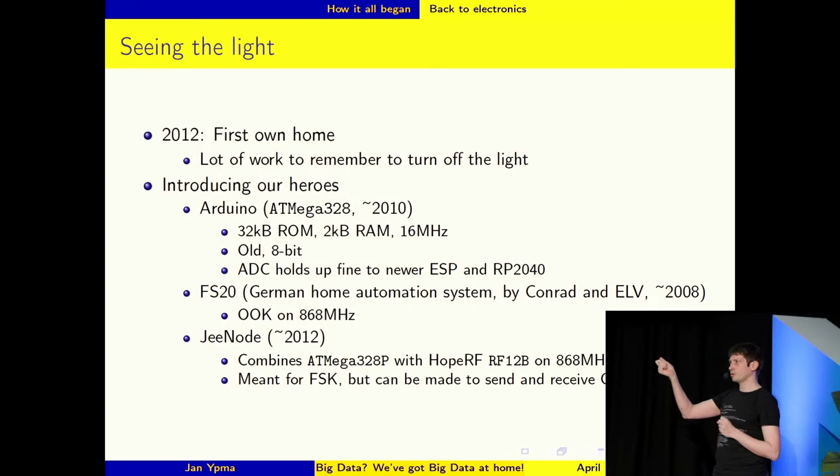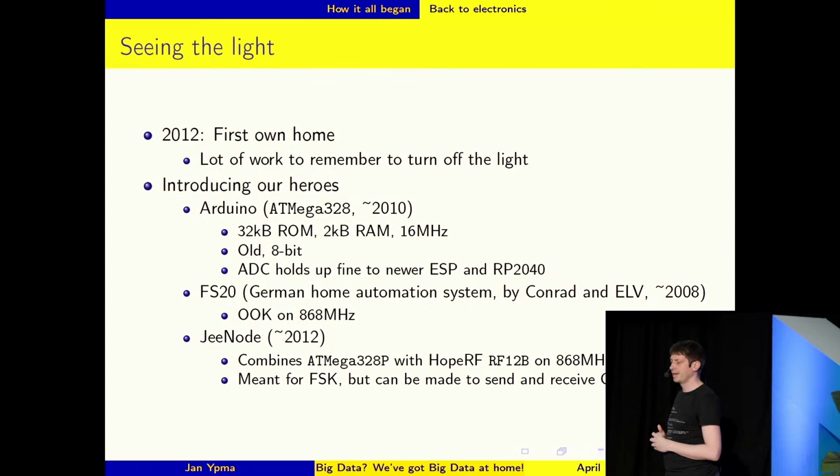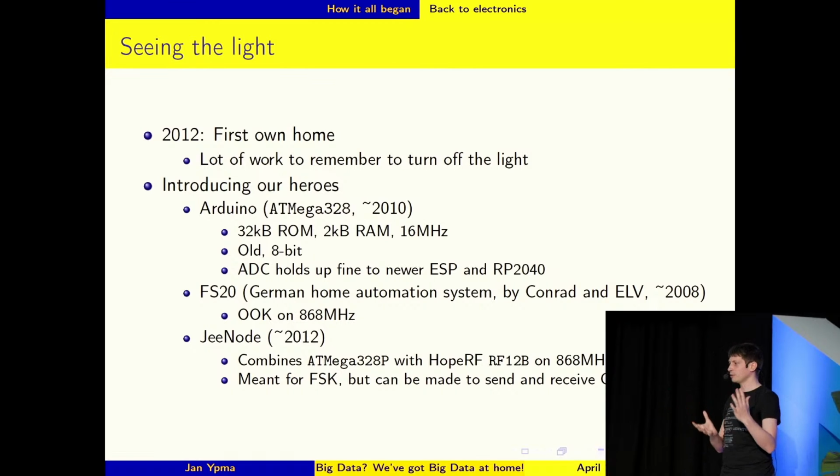It used something called on-off keying, which is basically you turn your transmitter on and off in a certain pattern, and it's fairly easy to pick up on the receiving side. Most importantly, it's also fairly easy to repeat or to do other stuff with. And that's where the third part of our triangle of technologies came in.